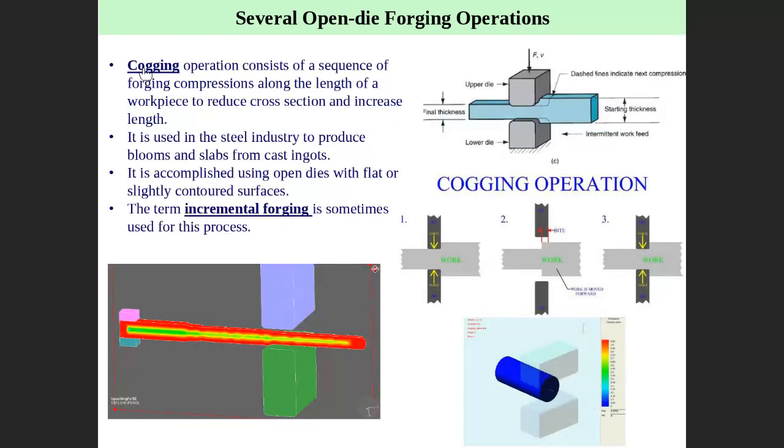Next is cogging. Cogging is hammering the workpiece to reduce the cross section and increase the length. It is done along the whole length of the bar. You hammer the workpiece, you reduce the cross section, and then the length will increase, because you're hammering the whole cross section from the beginning to the end, not in a certain area. This is also called incremental forging.